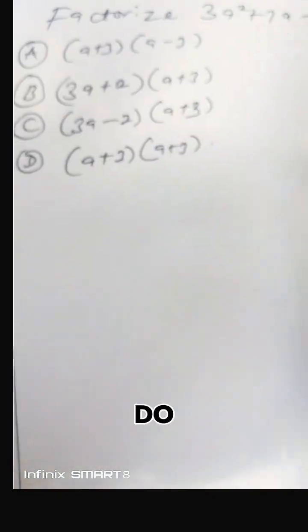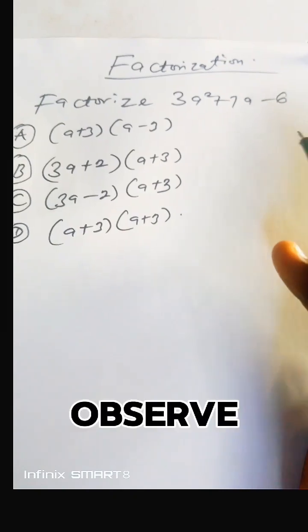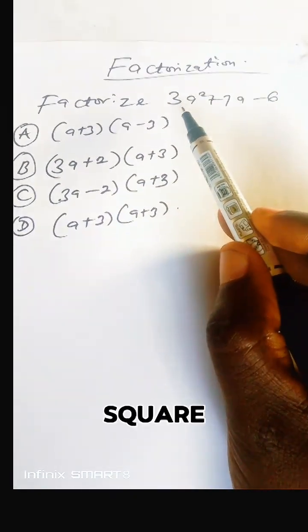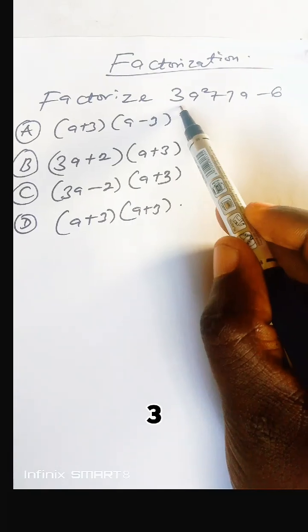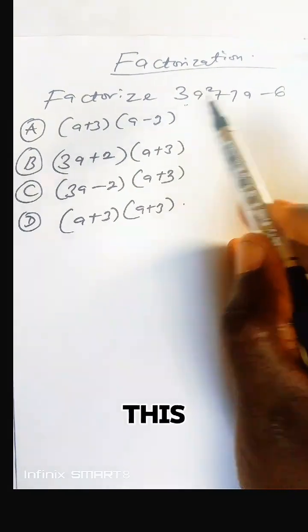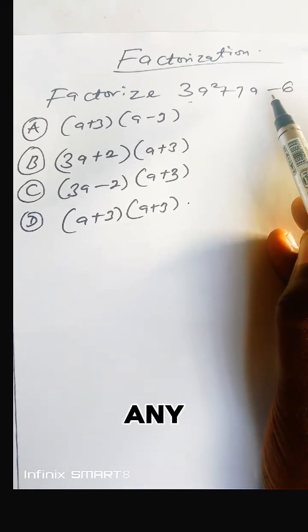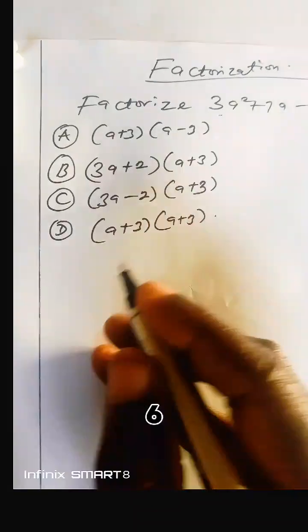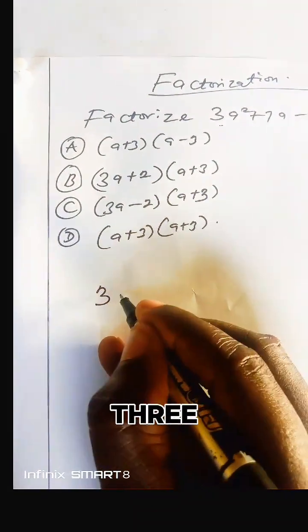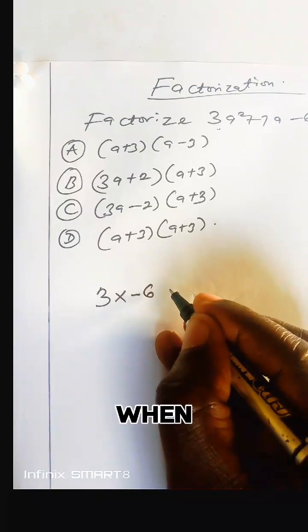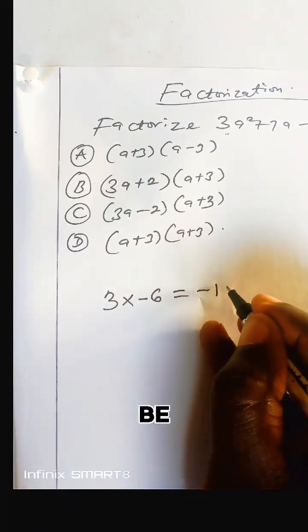The first thing you need to do is observe that a squared is carrying a coefficient of 3. What are we going to do with the 3? We'll use this 3 to multiply the constant value. What do I mean by constant value? The one that is not carrying any value of a, which is minus 6. So we're going to say 3 times minus 6. And when you use 3 to multiply minus 6, what would that give you? That should be minus 18.